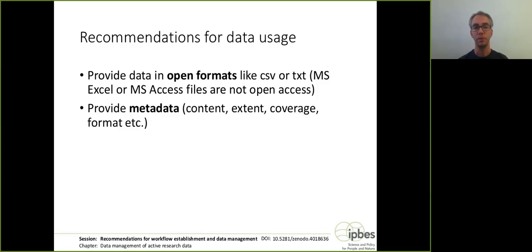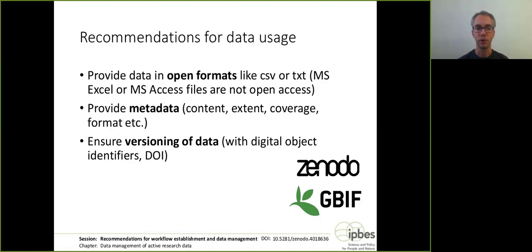Data should be associated with proper metadata, which provides an overview of the content, extent, coverage, and format of the data, as well as responsibilities and usage rights and the data collection methodology. Data should be versioned to trace back individual changes once data gets updated. Versioning is provided automatically by some online platforms such as Zenodo or GBIF, which are recommended to use. In this way, versioning is particularly easy also for individual researchers with limited capacities for data management.